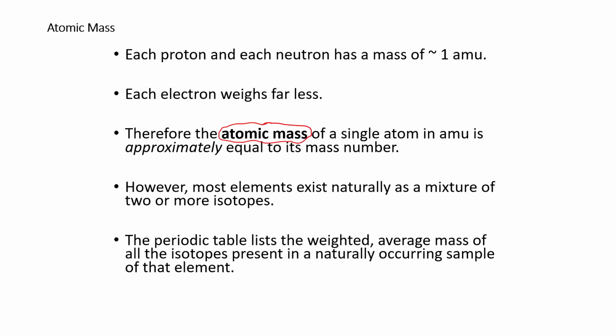Atomic mass is about equal, and when we use about equal, it's like a curvy equal sign, to the mass number. Remember, the mass number is the mass of an atom: we take the mass of the protons, the neutrons, and the electrons to get this mass number. The atomic mass is kind of rounded, so it's approximately equal to the mass number. The atomic mass gives us an average weight of the mass of all the isotopes present in a naturally occurring sample of that element.